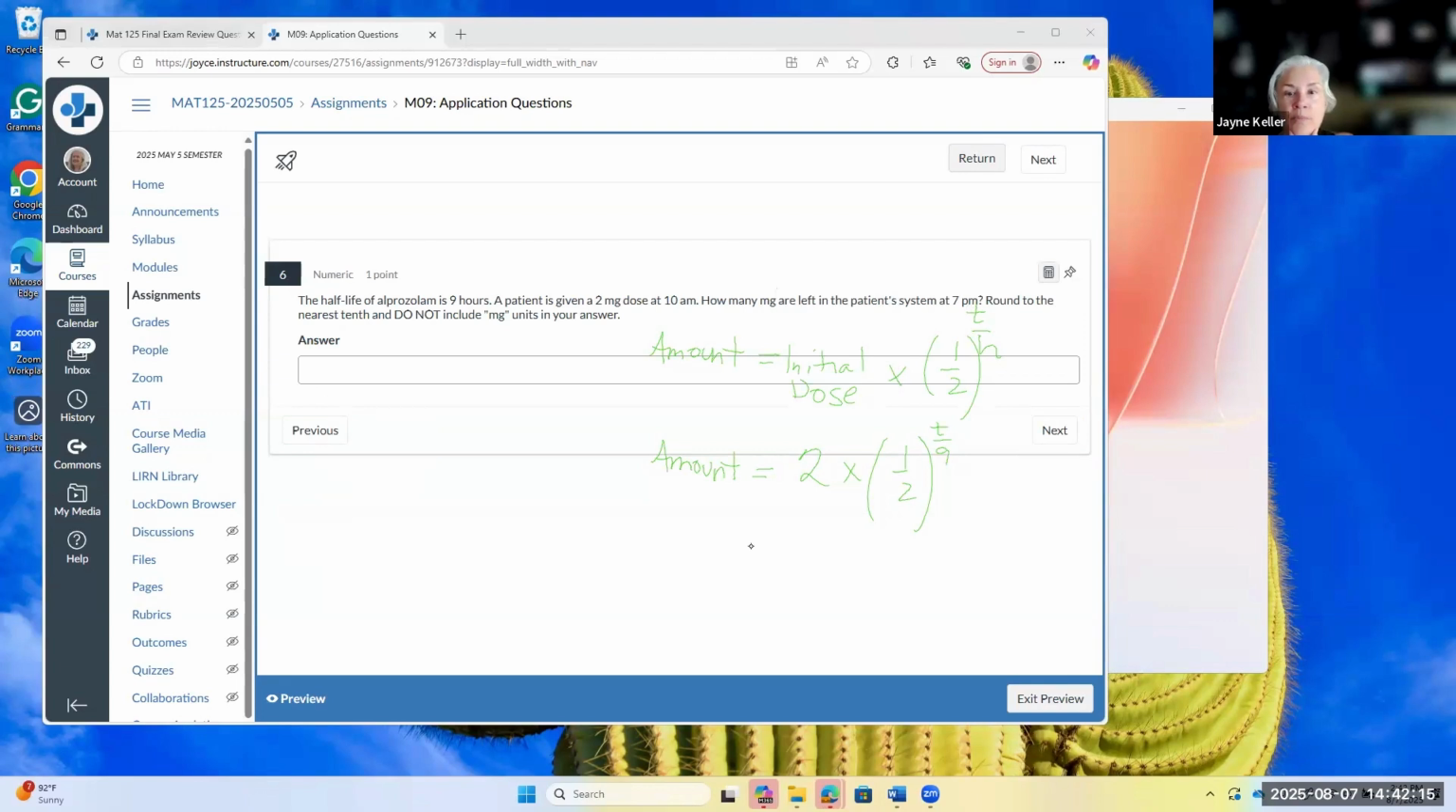So plugging in, the amount that's going to be left is 2 times 1/2 to the 9 over 9. That's just 1, right? So in other words, we've only had one half-life, so half of it's left. So 2 times 1/2 is just 1. So 1 milligram left after 9 hours. And then I think the next question is the more challenging one.